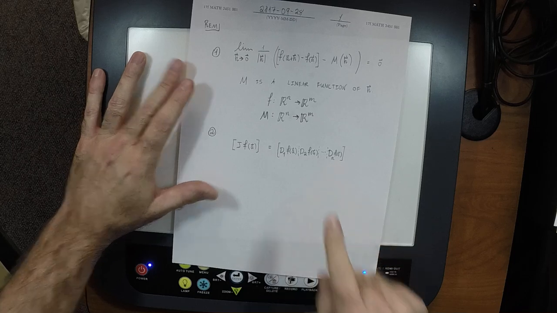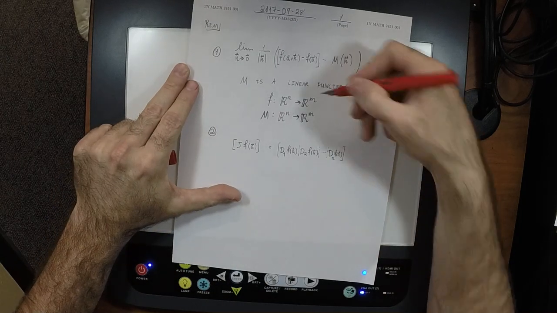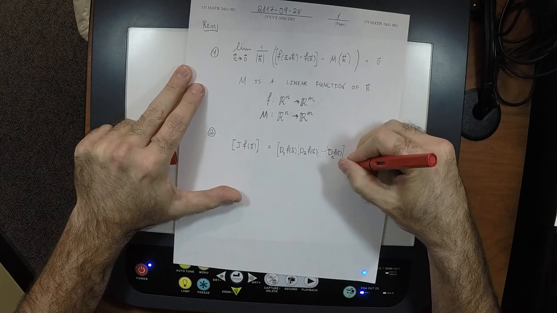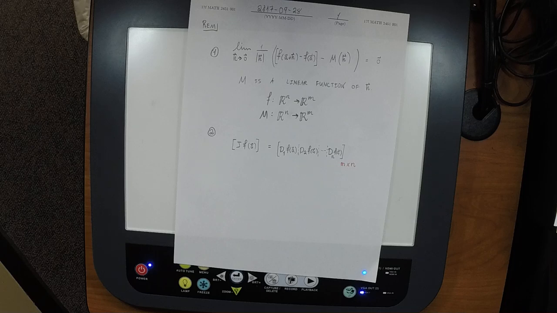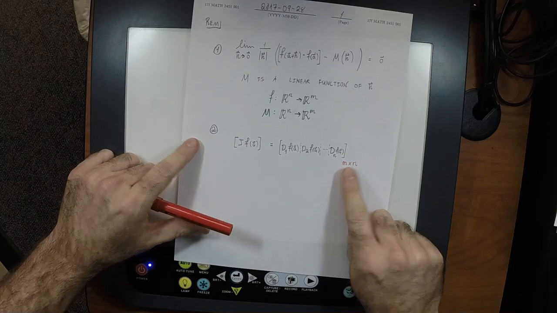Okay. Then what is the shape, the rows and columns of this matrix? Right. So it will be M rows and N columns. Because remember, matrix multiplication, the input size is that one and the output size is that one. Okay.